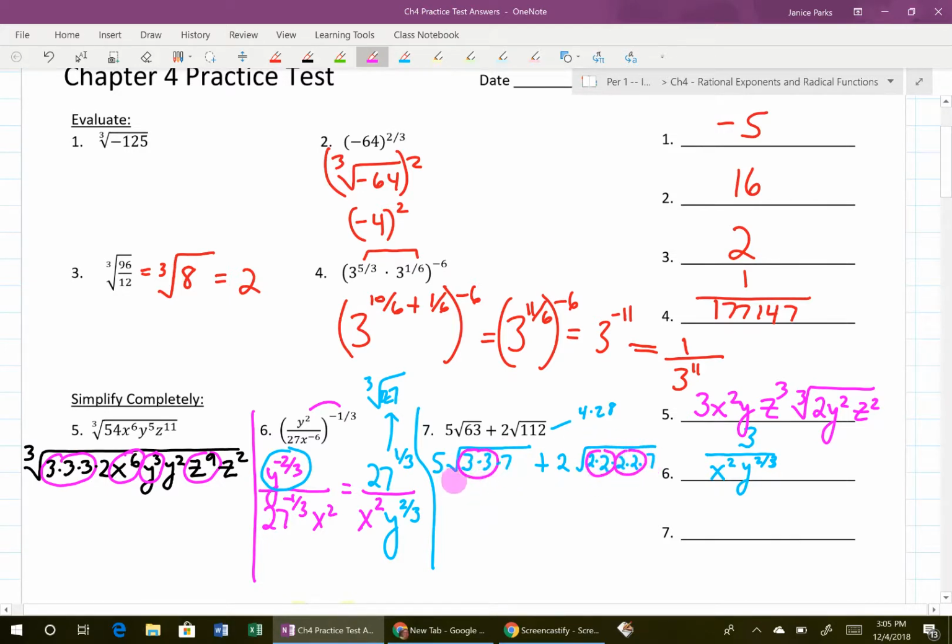When you take out the number from in the radical to outside, you multiply by the coefficient that's already there. So you're going to get 15 square roots of 7 plus 4 times 2, so 8 square roots of 7. That gives you 23 square roots of 7.